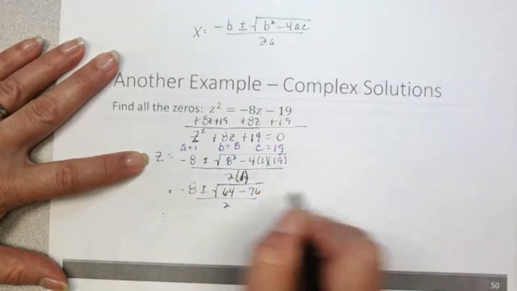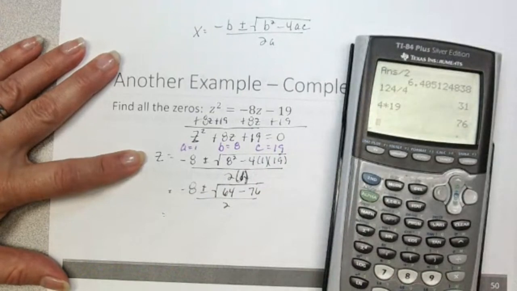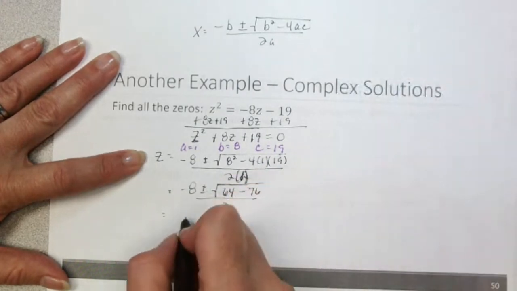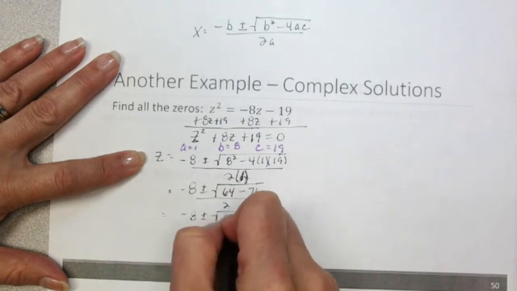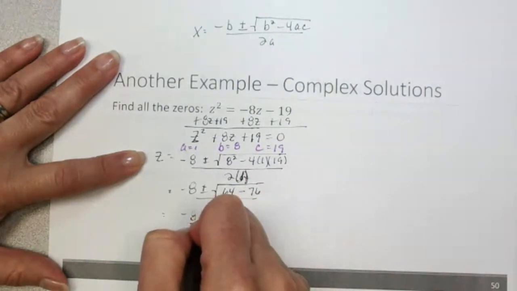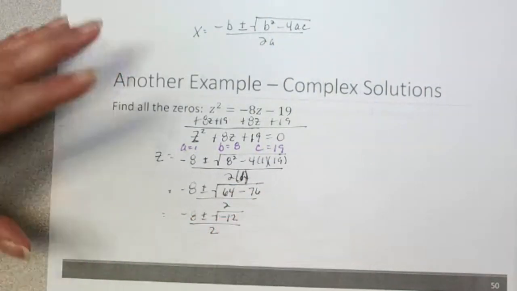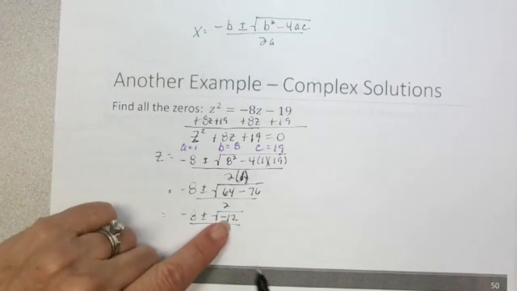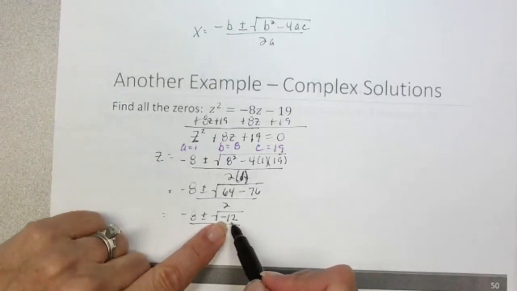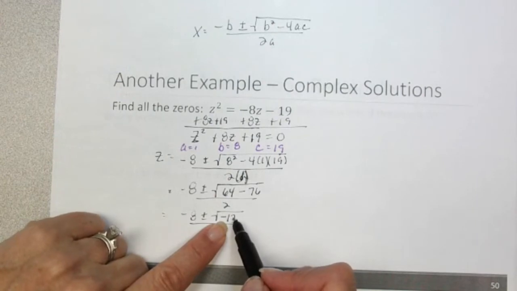All over 2. Let's see, that's 64 minus 76. Oh, that's negative 12, isn't it? Interesting, we have a negative radicand. All right, so negative 8 plus or minus the square root of negative 12 all over 2. And I can't do anything more with this. I can't simplify this any further until I deal with that non-real number there.